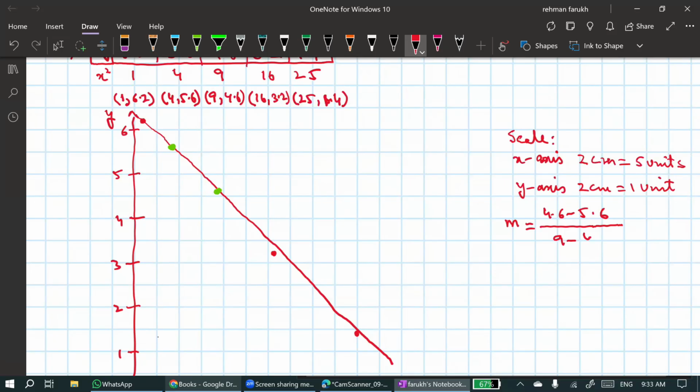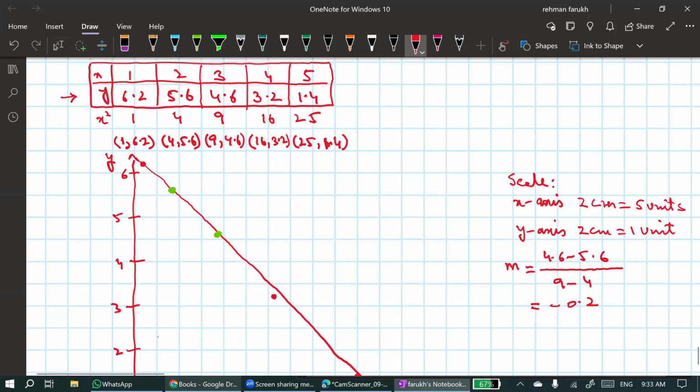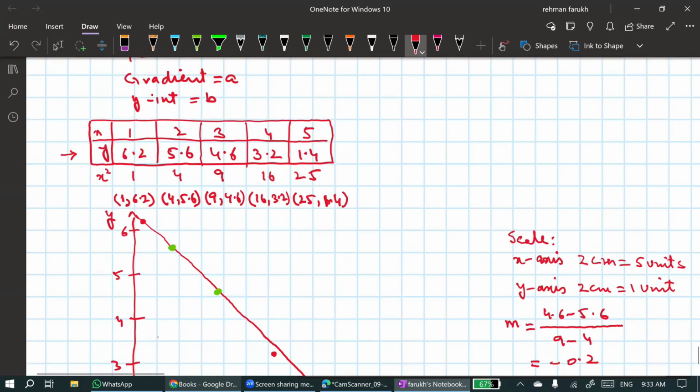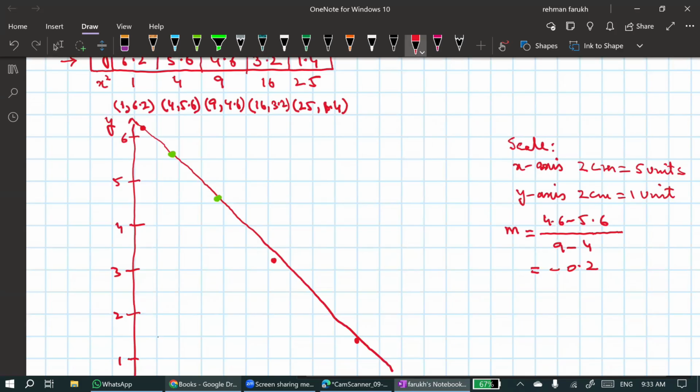What's the final answer? Sir, minus 0.2. Minus 0.2, and the gradient is equal to a. So we have the value of a, minus 0.2.